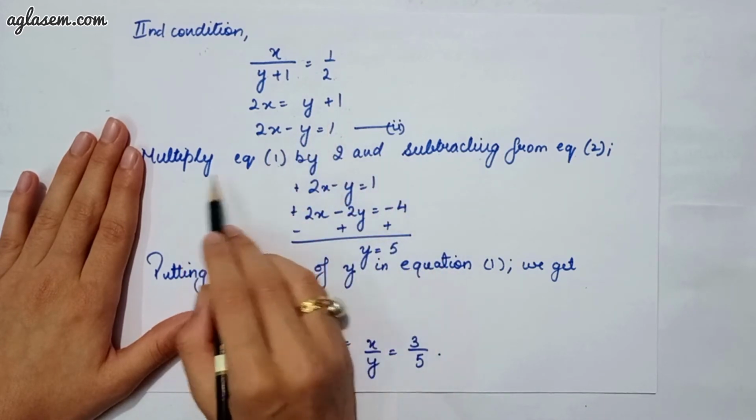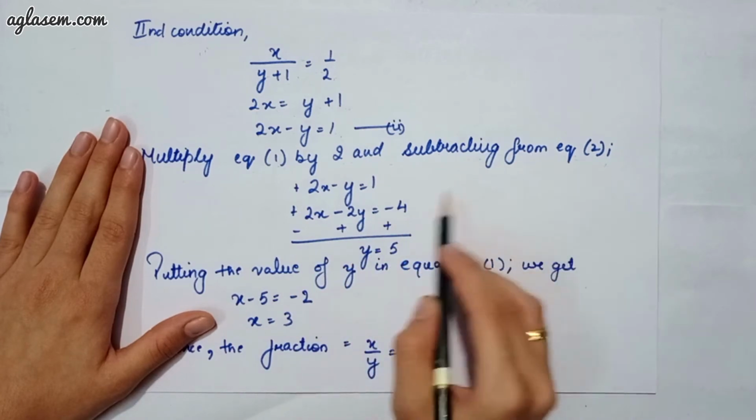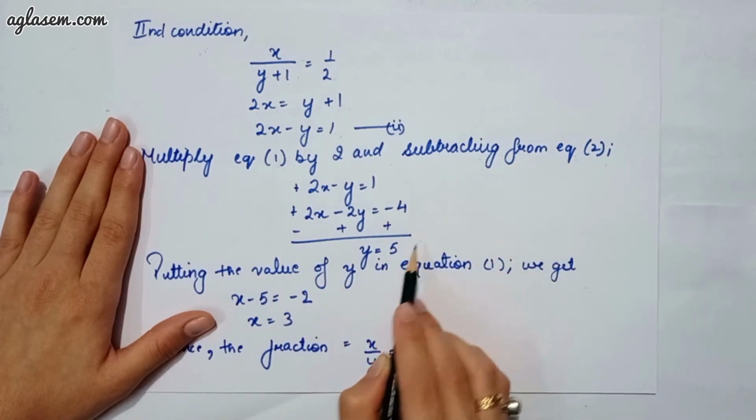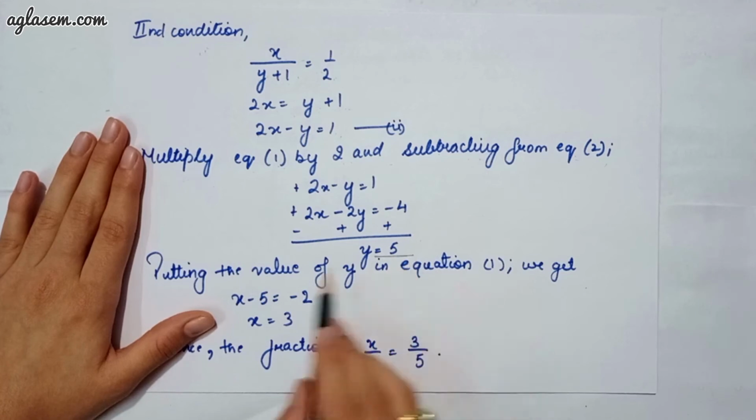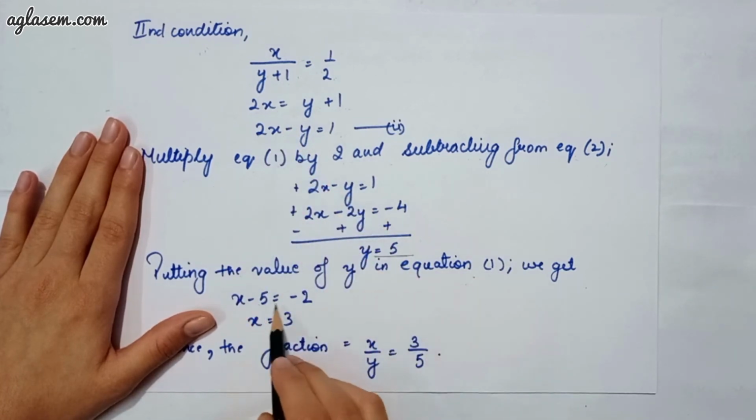So now we have to multiply equation 1 by 2 and subtract from equation 2. So here we have to subtract, and from this we can find our value, that is 5. So now we have to put the value in equation 1. We get x minus 5 is equal to minus 2.